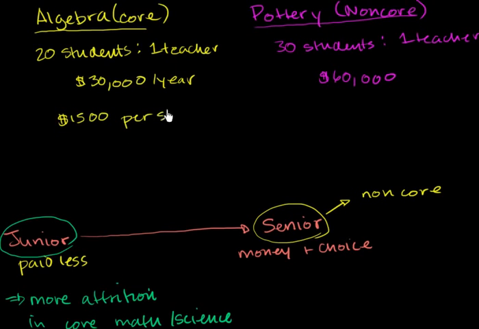$1,500 per student in this core class, this class that I, as the superintendent or the principal, have said is more important for kids to get into college or whatever else. And how much are we spending per student on the pottery course? Well, the $60,000 salary for that senior teacher divided by 30 students is $2,000 per student.